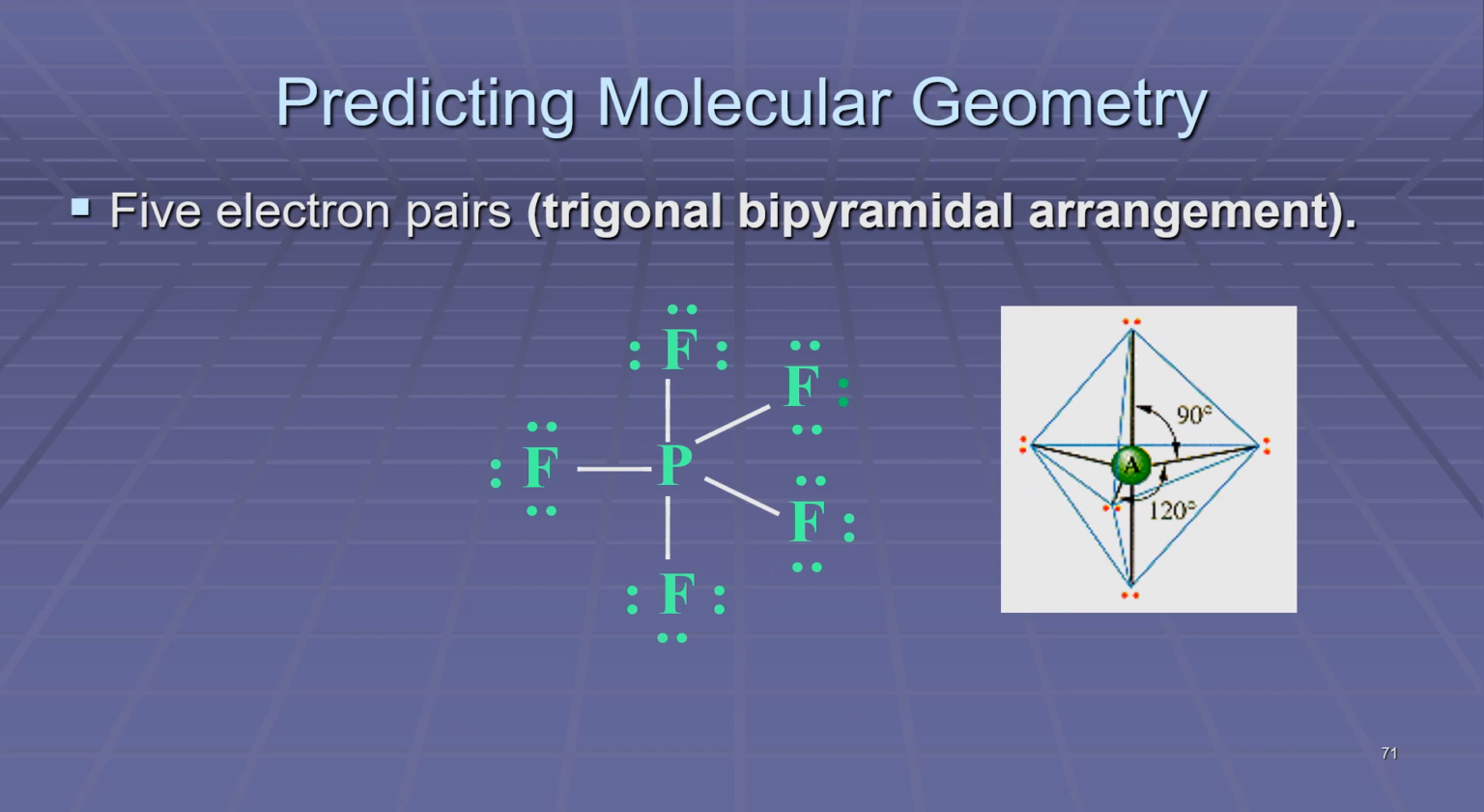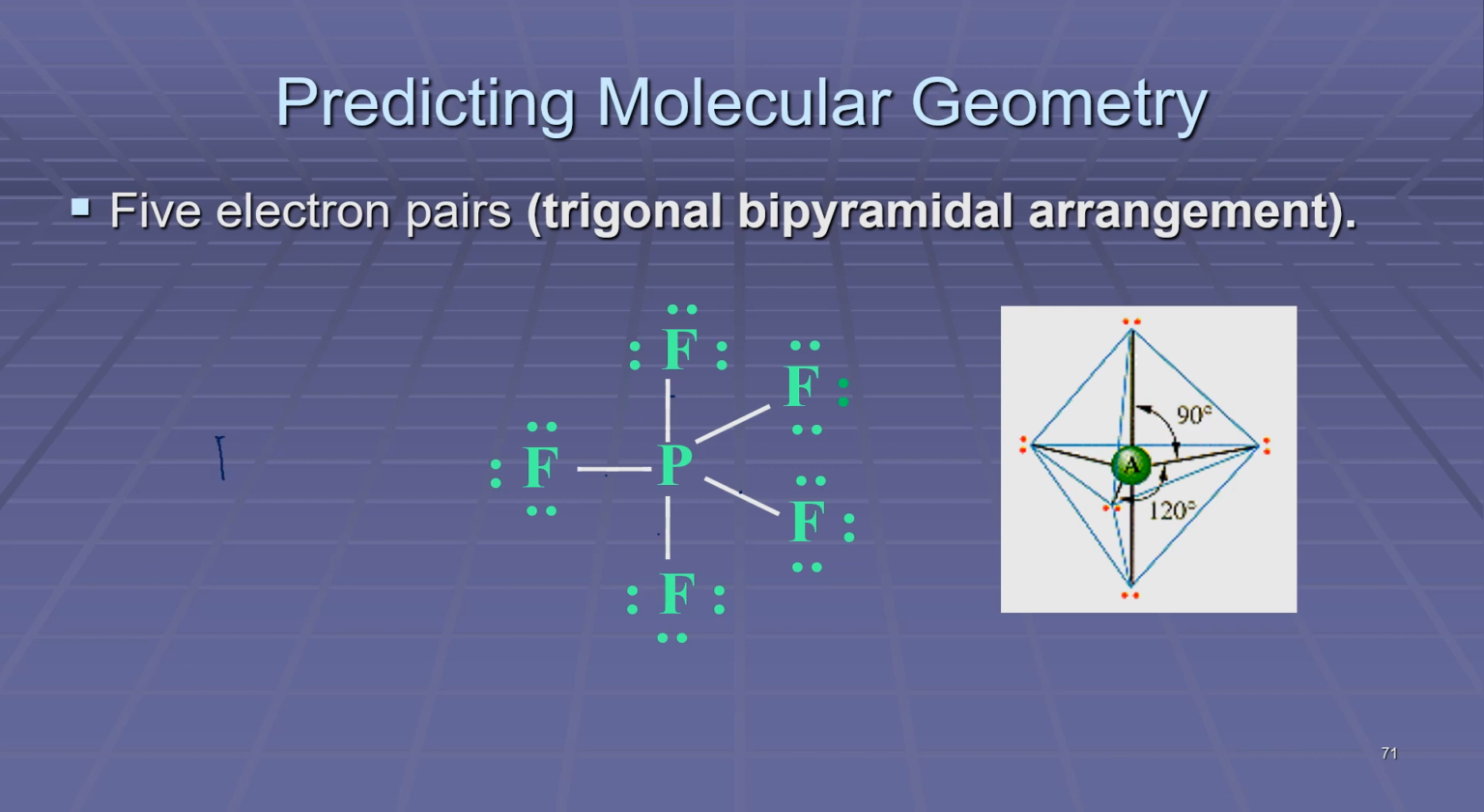So here we've got 5 electron pairs, so the trigonal bipyramidal. In this case, we've got all 5 bonding. And so trigonal bipyramidal, both domain geometry and molecular geometry. And remember, it's got 90-degree angles and 120-degree angles.